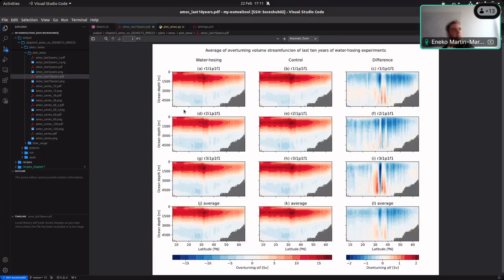Yes, this plot is comparing the last 10 years, so that should minimize the variability, the pollution, let's say, from the Ekman signals. And we see it's a little bit reduced, maybe not so much for the third experiment.